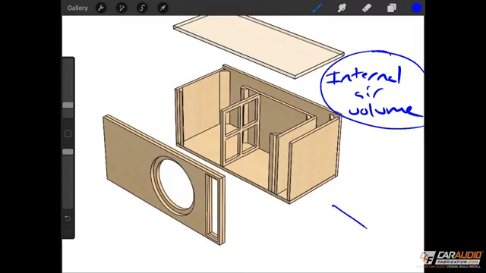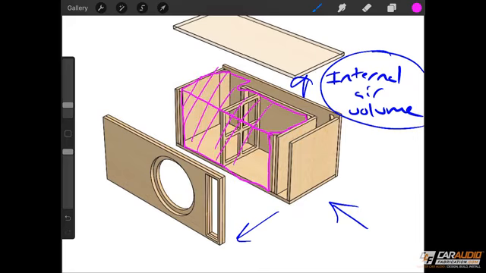Now I know that can be a little bit confusing, so I want to draw on the iPad exactly what I'm talking about. So obviously here we have a 3D view. It's an exploded view with the front and the top of the box off. But if I draw in an outline, this pink volume in here is going to be the internal air volume. Now you also have to account for the fact that the subwoofer is going to be sticking into this area, so you would remove that from the air volume, and you also have to account for that brace that's sticking in there.